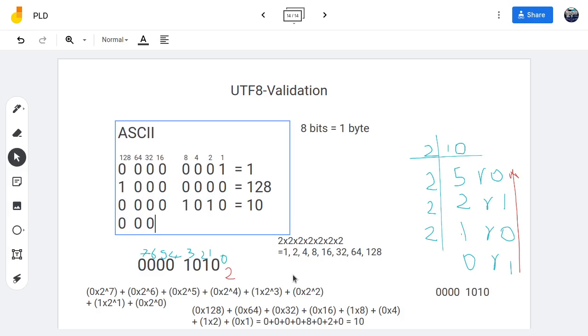Let's do this. You tell me the decimal equivalent of this byte right now, without disturbing your head. I'm waiting. 20. Great. So you're making progress. 20. I don't agree. You don't agree? Talk to me now. It's 20. Okay, his own is 20. Your own is 20. Okay.